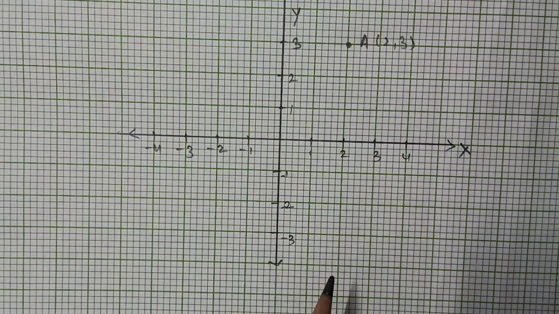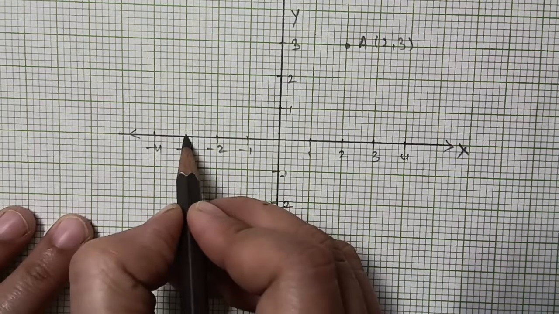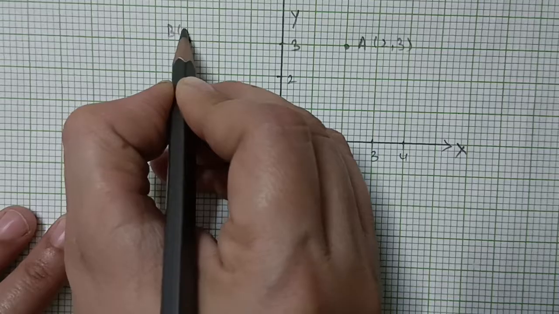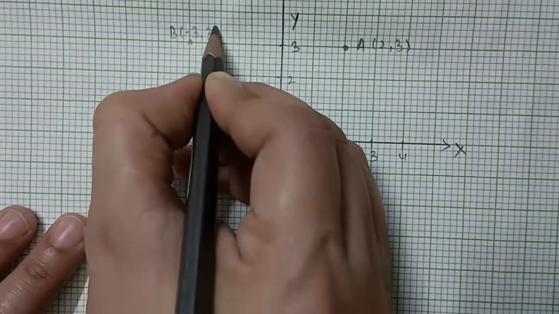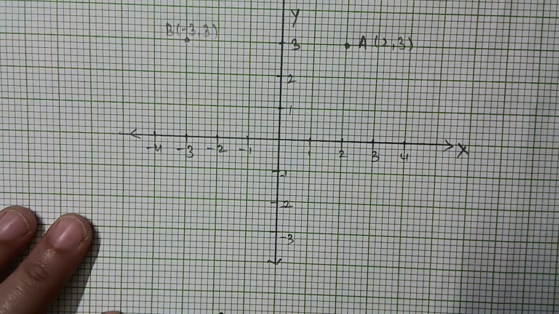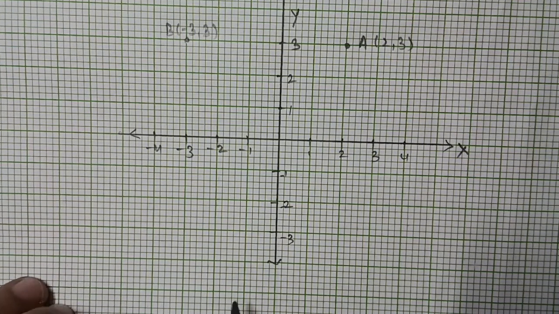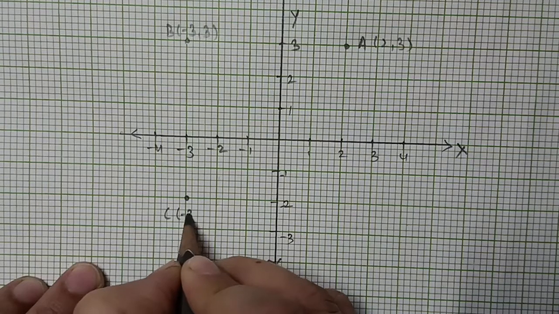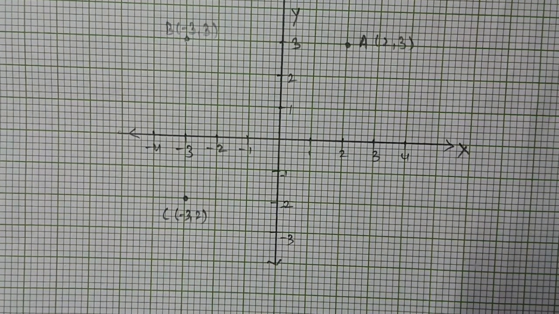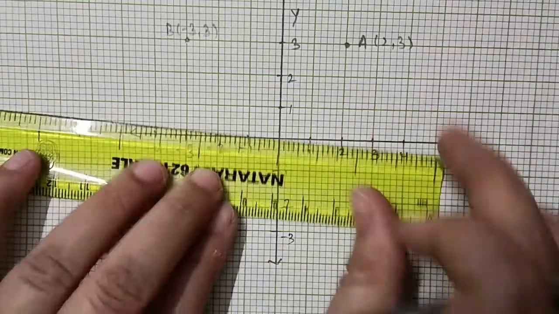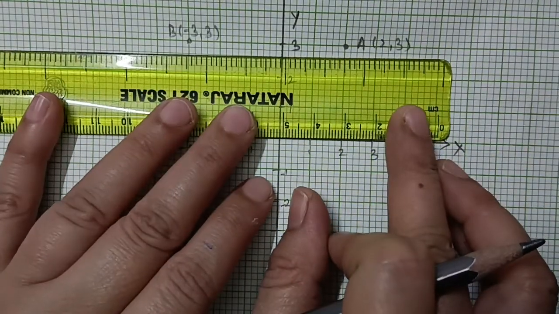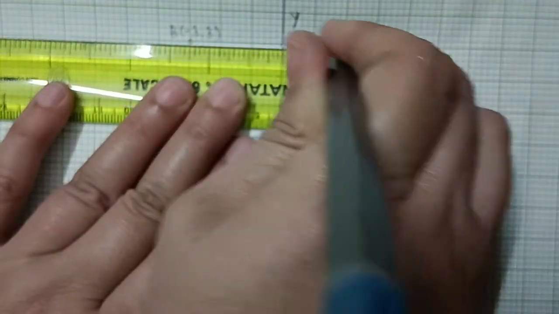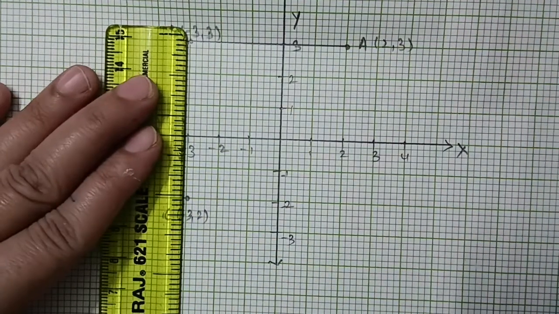Second point (-3, 3). This is the second point B. C point (-3, 2). This is point C. Now we have to complete this square. Only 3 points are given. So with the help of these 3 points we will complete it. Join A to B, then B to C.